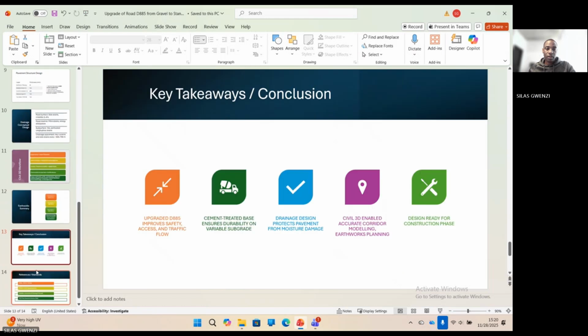The key takeaways: the upgraded D885 road is going to improve safety, access, and traffic flow, and the cement-treated base ensures durability on the variable subgrade. The drainage design protects the pavement from moisture damage, and Civil 3D enabled accurate corridor modeling, earthwork planning, and a design ready for the construction phase.